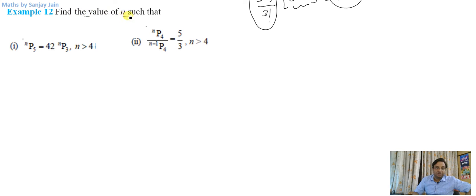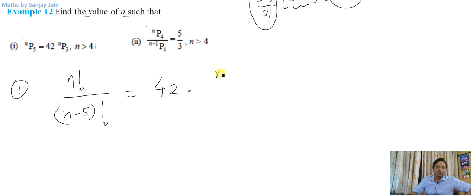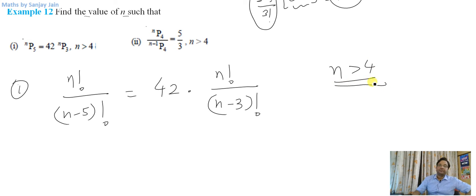Find the value of n such that: the first part, nP5, let me write nP5 as n factorial by (n minus 5) factorial directly, and it is equal to 42 into n factorial by (n minus 3) factorial, and n is greater than 4. Because if n is not greater than 4, then these will not be defined, right? If it is 4, then it will be minus 1 factorial, which is not defined. That's why this is given. So you can simply cancel these. These are simple numbers, you can cancel these, right?